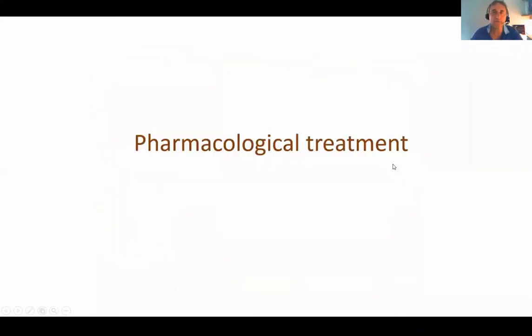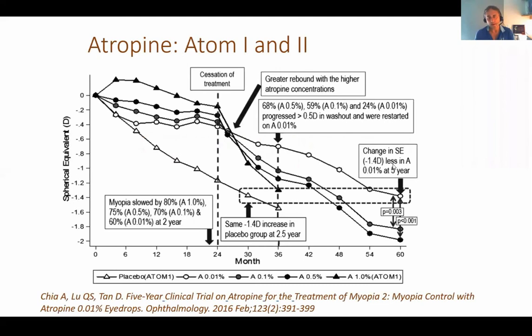Now we finished the soft lenses and we arrive at the pharmacological treatment. We will spend some minutes there. So in pharmacological treatment, in the old times, we had pirenzepine, but pirenzepine disappeared. It had fewer results than atropine, and it didn't overcome the trials. Atropine gained more knowledge about the efficacy.